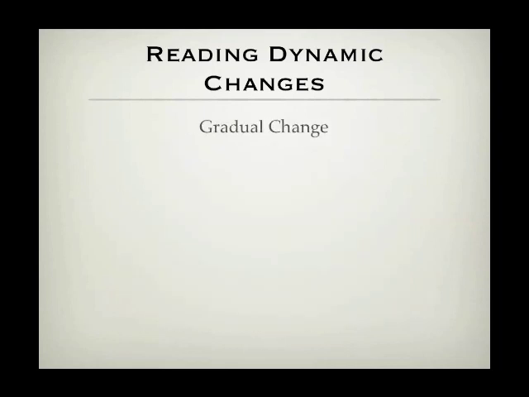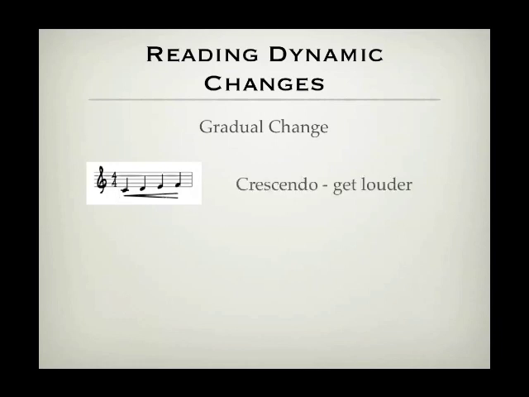The second type of dynamic change you'll come across is a gradual change. Let's have a look at an example. You'll see a line like this. Now this is called a crescendo mark, and it means that you should gradually get louder. And so this marking is telling me that the start of the bar should be quieter than the end of the bar, and I should gradually get louder.